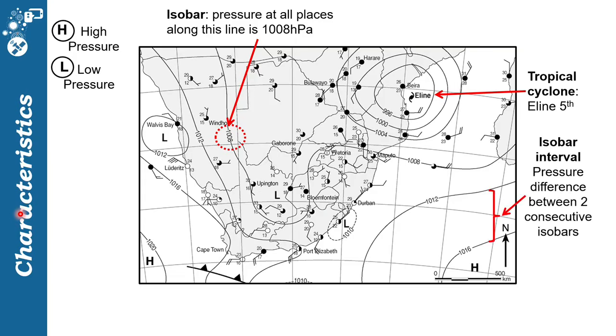I spoke about the isobaric or isobar interval. That's the pressure difference between two consecutive isobars. We said in this case it is 4. This high pressure cell that I referred to earlier has a specific name. It is the South Indian high pressure cell. Look at where it is, but you need to remember that for next year.